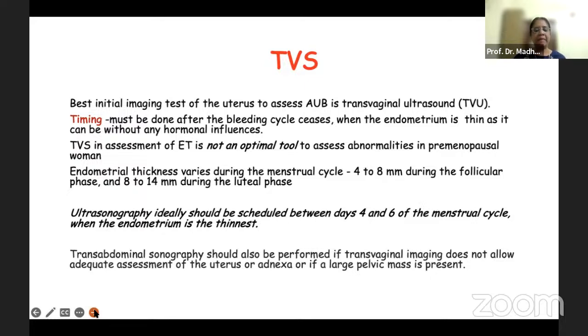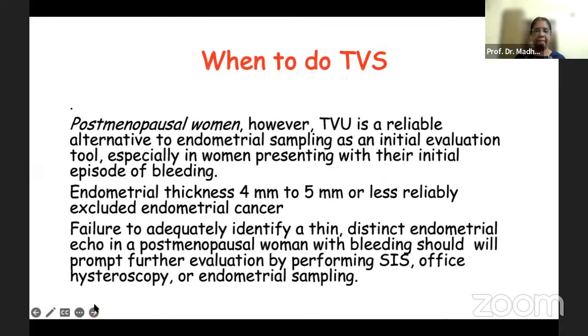malignancy. Sometimes, even in young women, you have to supplement TVS with trans-abdominal scans, because sometimes TVS does not allow adequate assessment of the uterus or adnexa, or if there's a large pelvic mass, you have to go in for a TAS, trans-abdominal scan. I told you, in postmenopausal women this is the first line. And in these patients, if you fail to adequately identify a thin, distinct endometrial echo in a patient with bleeding, you should prompt further evaluation by performing a saline infusion sonography, office hysteroscopy, or endometrial sampling.